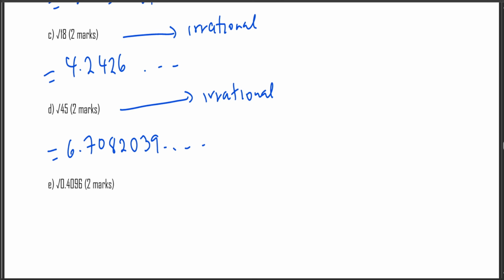Square root of 0.4096. This one gives you 0.64. At least this one is rational. So it's rational because it has an end to the decimal. Okay, so hopefully that answers our question.